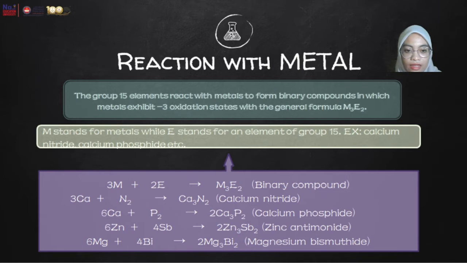When we look at the equation, 3M plus 2E produces a binary compound. 3 calcium plus nitrogen produces calcium nitride. 6 calcium plus phosphorus produces calcium phosphide. 6 zinc plus 4 antimony produces zinc antimonide. 6 magnesium plus 4 bismuth produces magnesium bismuthide.